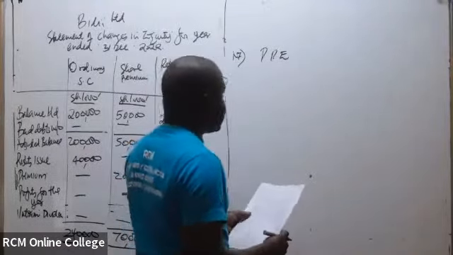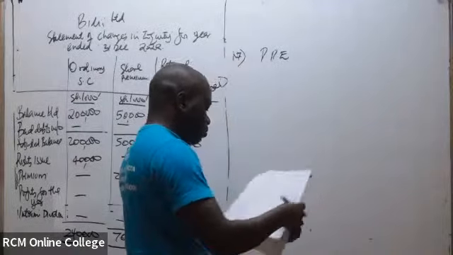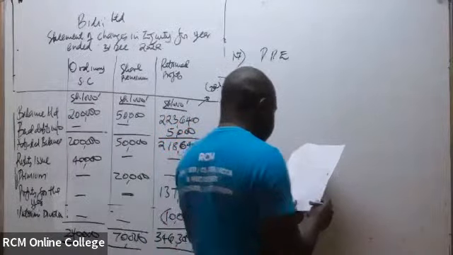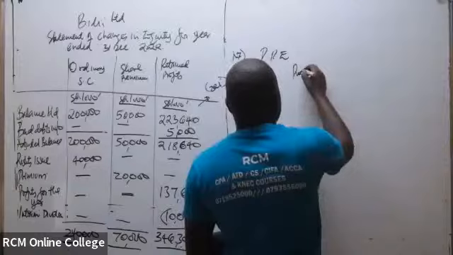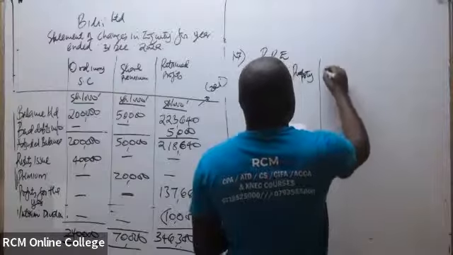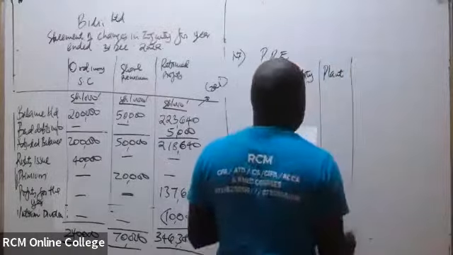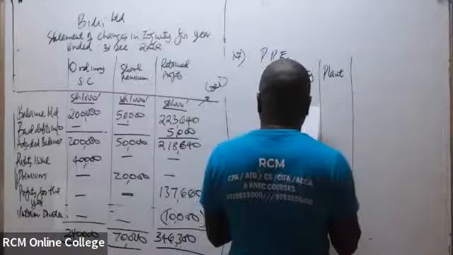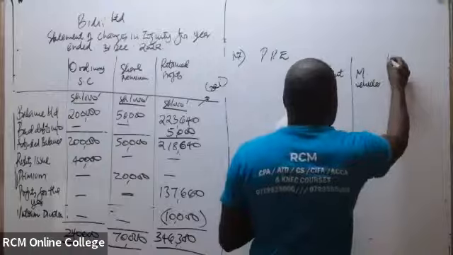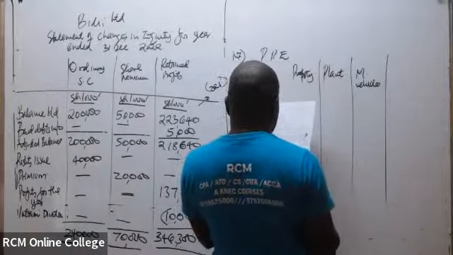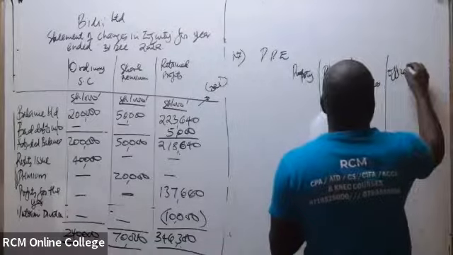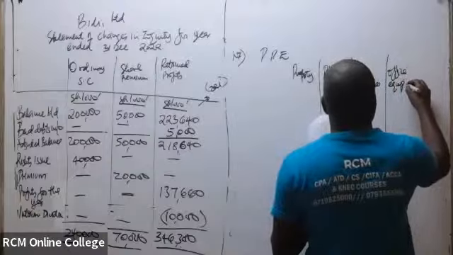In this case, we'll have to identify what you have as property, plant, and equipment. So we have property, including buildings. We have plant. We have motor vehicles. Then we have office equipment.